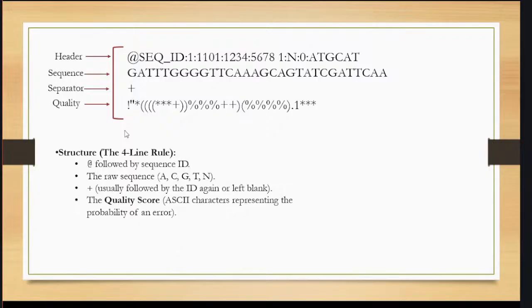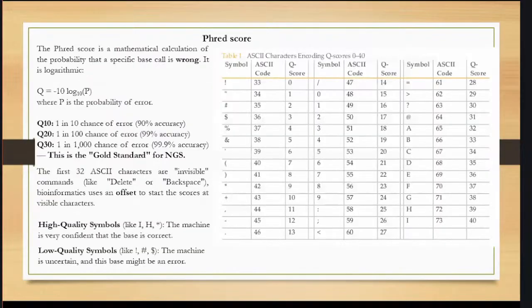Now what is the quality score here? Let me explain. This quality score is calculated through the Phred score. The formula is this. What happens during the sequencing process is that when the sequencing machine is working, it calls the bases to make the read sequences. When it calls the bases, there can be errors in the machine, right?